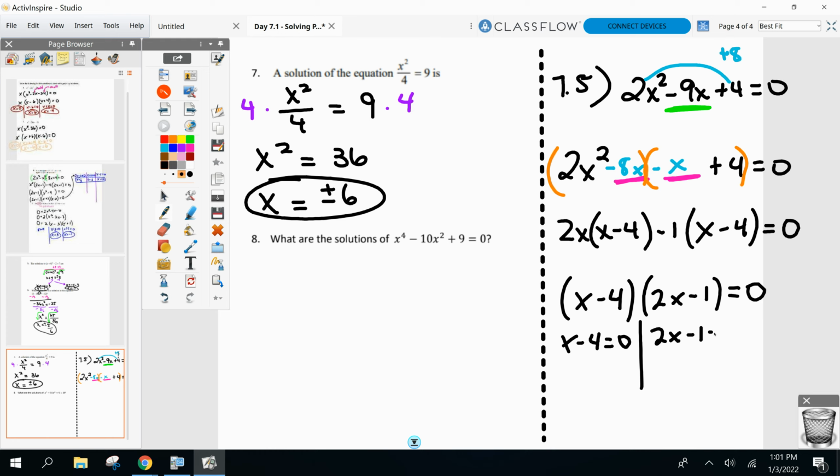Still set them equal to 0. We got x equals 4. And x equals, what do you get here? Positive 1/2. Go ahead and check.